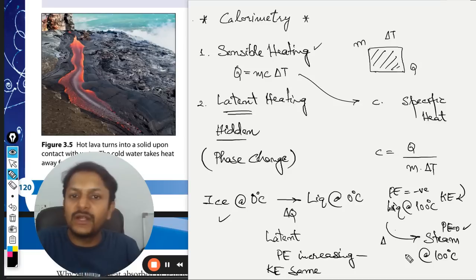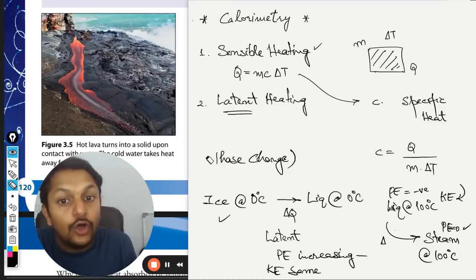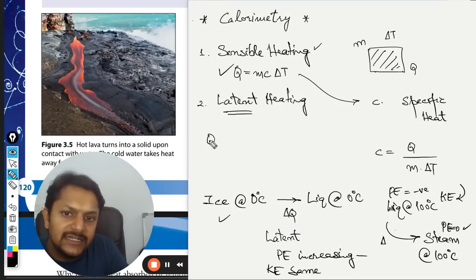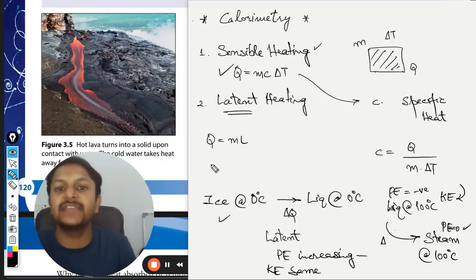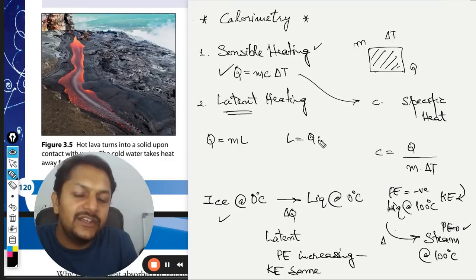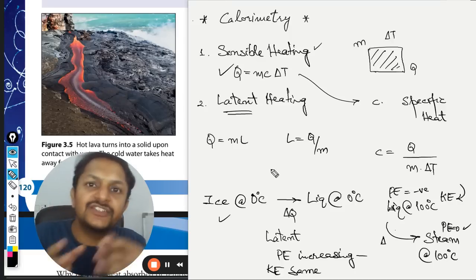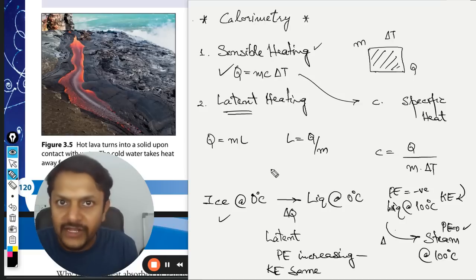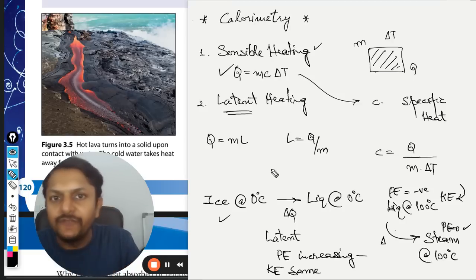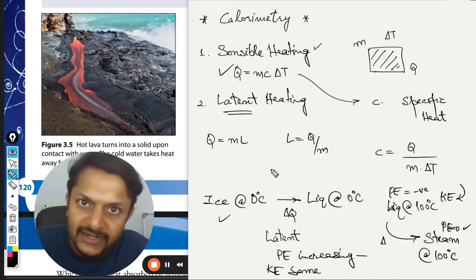So this is what phase change is. Now, this latent heat also has a formula. Here it was Q is equal to mc delta T. Here there is no delta T, but it is m into L. So latent heat is defined as the heat required to convert 1 kg of substance from one phase to another phase. That heat required is known as latent heat.